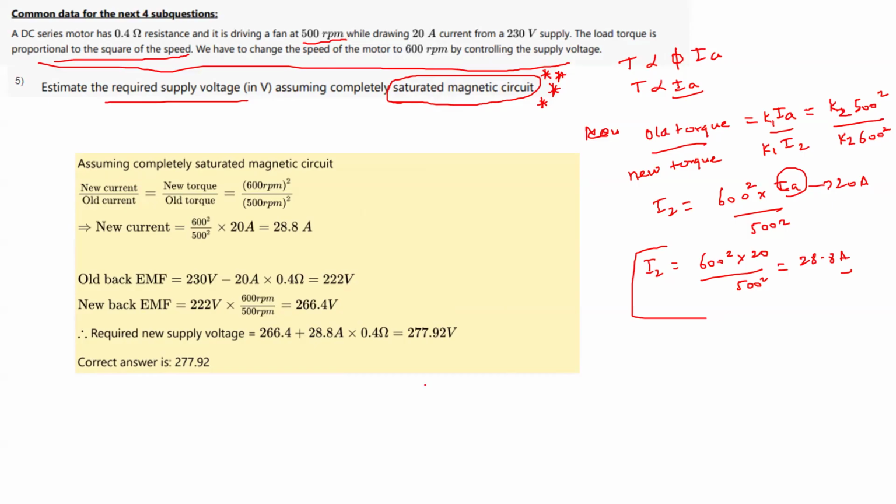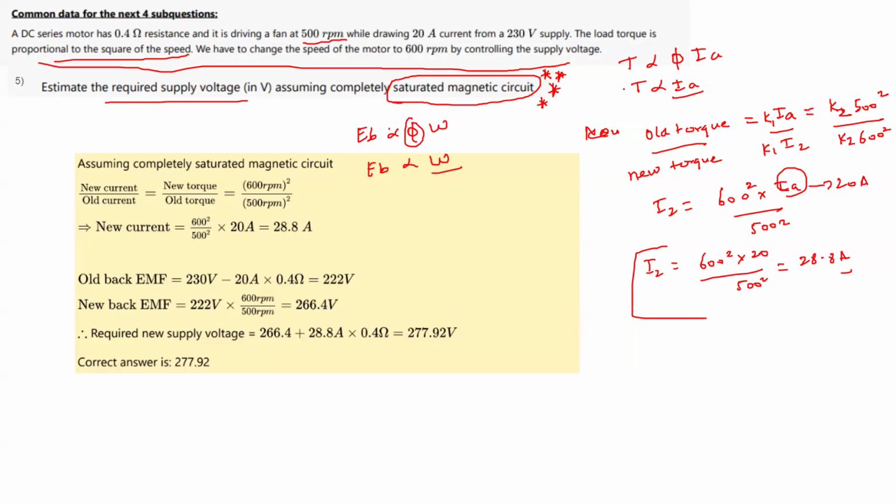So here also we will be using again the back EMF equation. Now back EMF is also proportional to phi into omega, but this is saturated, which means phi is constant, so back EMF is proportional to only omega. So this is very important.